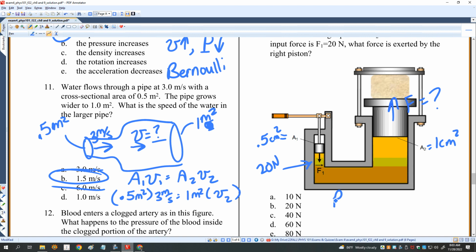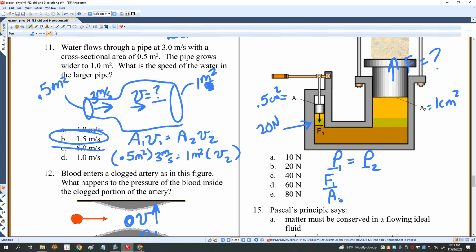I know that pressure on one side is equal to the pressure on the other side. That's F1 over A1 equals F2 over A2. My pressure goes up by a factor of 2, so my force is also going to go up by a factor of 2. So you might know just from that relationship that the answer has to be C. In this hydraulic jack, I get a bigger force out on the side with the bigger piston.